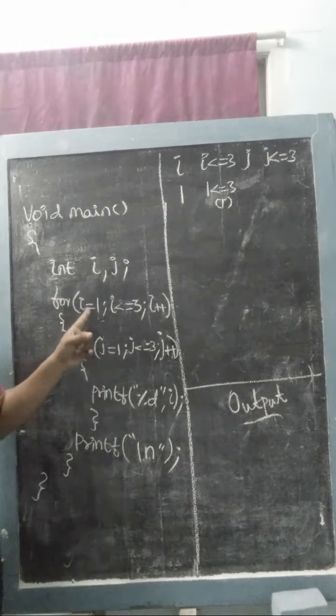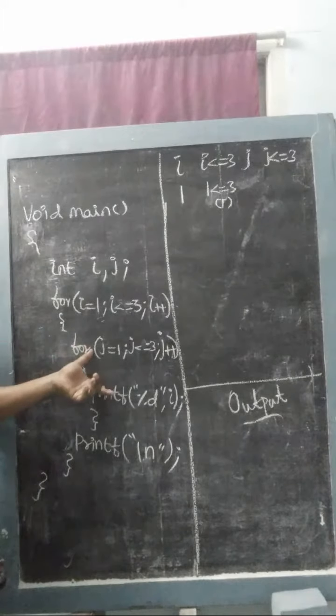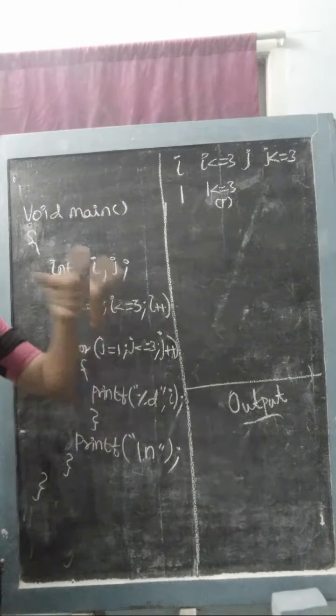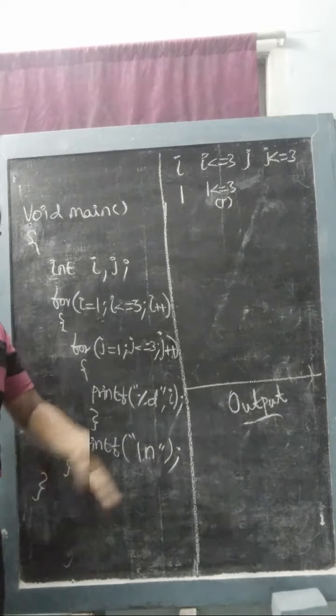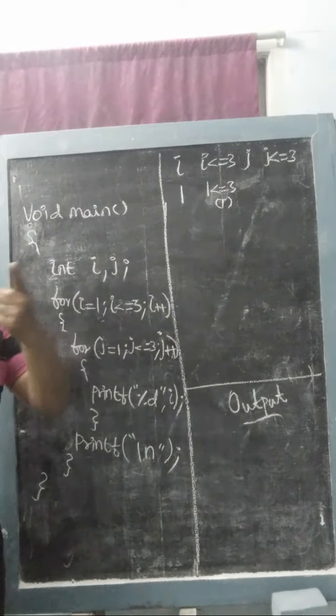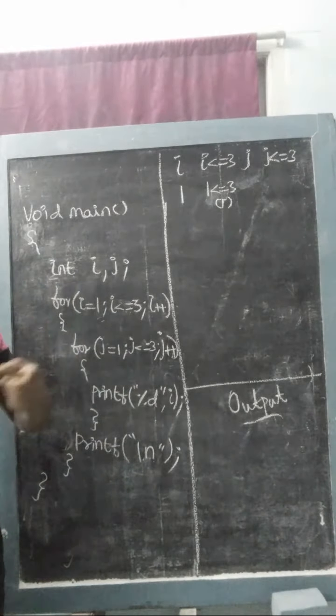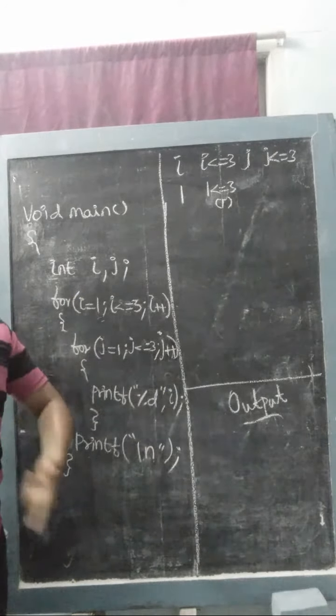The value of I is 1 time. Each and every time it will be iterated by 3 times. If I value is 1, J value will be 3 times. If I value is 2, J value will be iterated 3 times. If I value is 3, J value will be iterated 3 times.